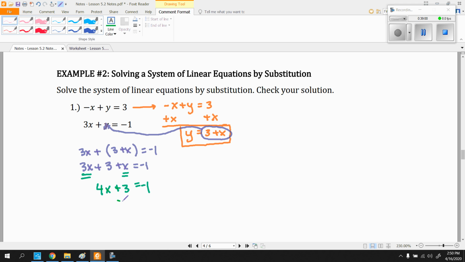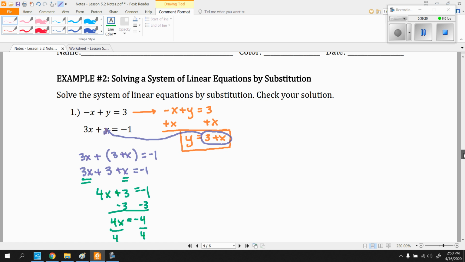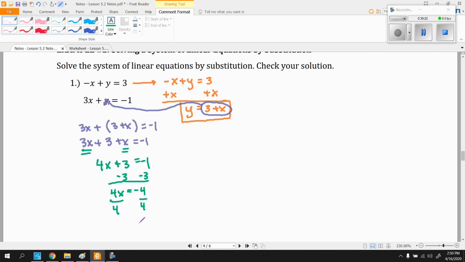Let's get rid of this 3 by subtracting it from both sides. So I still have a 4x here. Negative 1 minus 3 is negative 4. And then I'm going to divide both sides by 4. I should probably scroll down a little bit. Just going to see what's going on here. And get x equals negative 1.